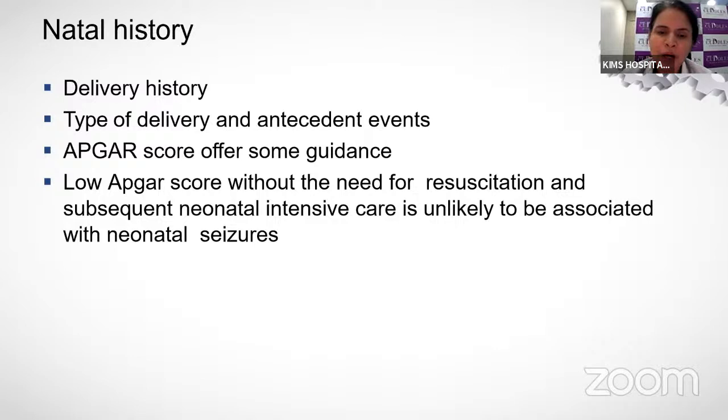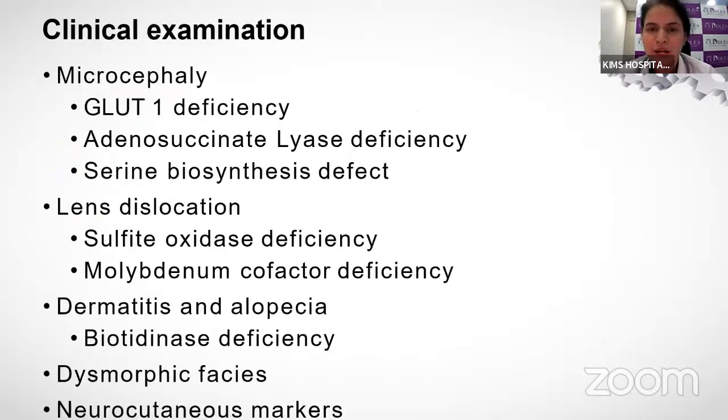Now, low Apgar scores, but without the need for resuscitation and subsequent neonatal intensive care, again, is unlikely to be associated with neonatal seizures. So unless the history of asphyxia is substantiated with history of substantial resuscitation that was required in the form of need for positive pressure ventilation or need for intubation, the need for subsequent intensive care management, and the need for therapeutic hypothermia, etc., a low Apgar score alone may not be a sufficient clue for making a diagnosis of asphyxia as an underlying etiology for seizures.